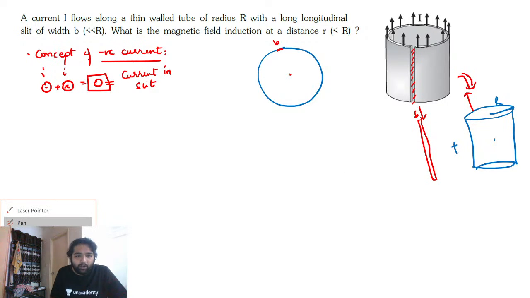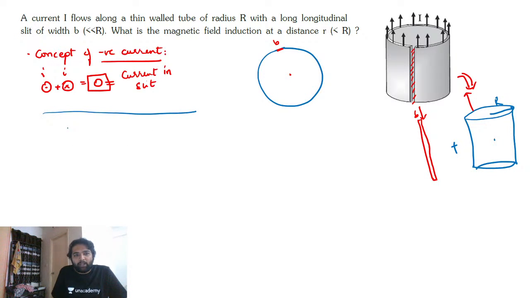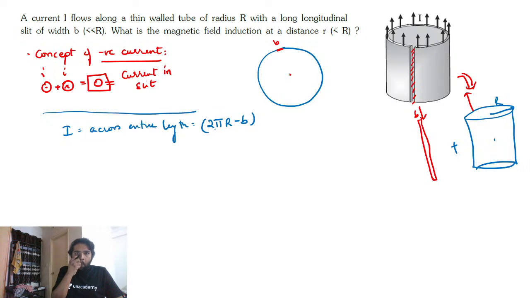So for this you have to find out the current per unit length here. The current acting per unit length. So total current is I, will be for across the entire length. What is the length of the total thing? 2 pi into r minus b. ये total length हो जाएगा ना, because total length minus the remaining small vacuum. So this is what we will get. Clear? So इसके कारण the total field inside will be this much.